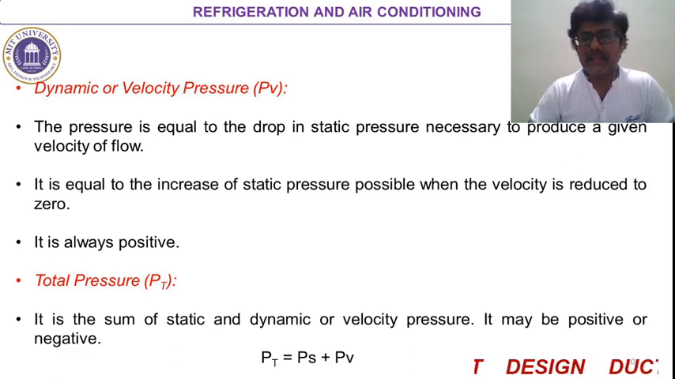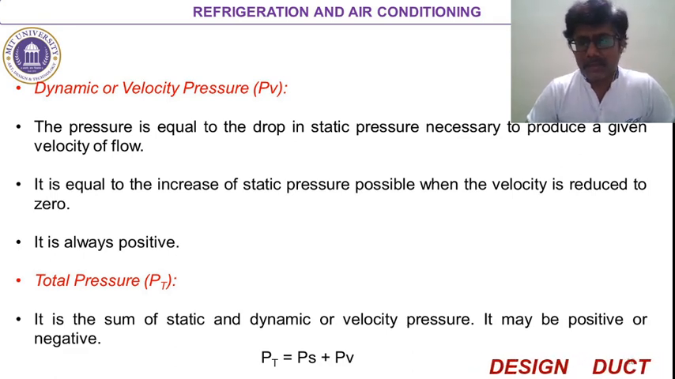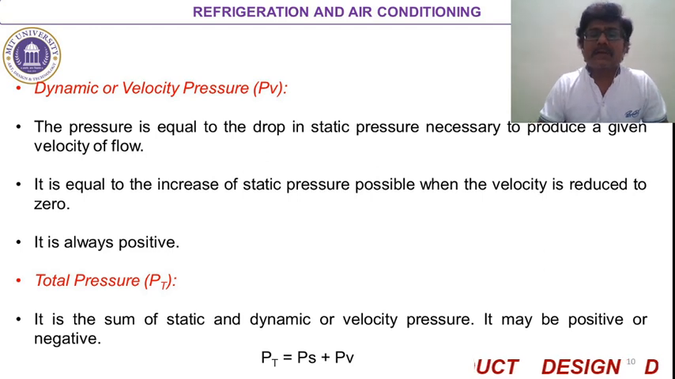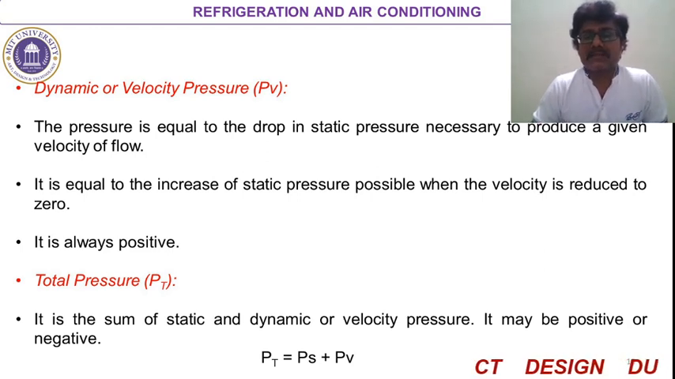The velocity pressure will never be negative. It may be the minimum possible, it may be zero, and it will always be positive. Whereas the static pressure may be positive or negative as well. The total pressure is the algebraic sum of the static and dynamic pressures, so it may be positive or negative depending upon whether the static pressure is negative or positive. So PT, total pressure, is equal to PS plus PV, static pressure plus the dynamic or velocity pressure.